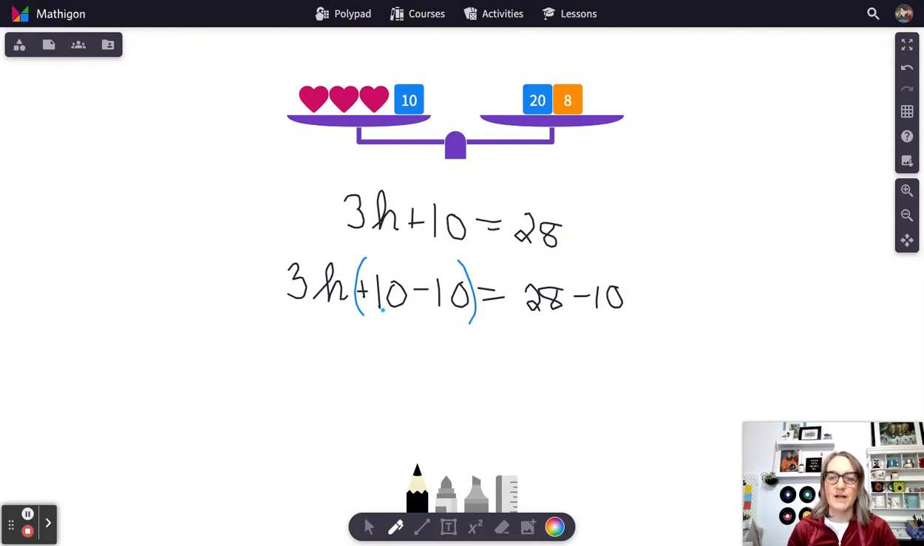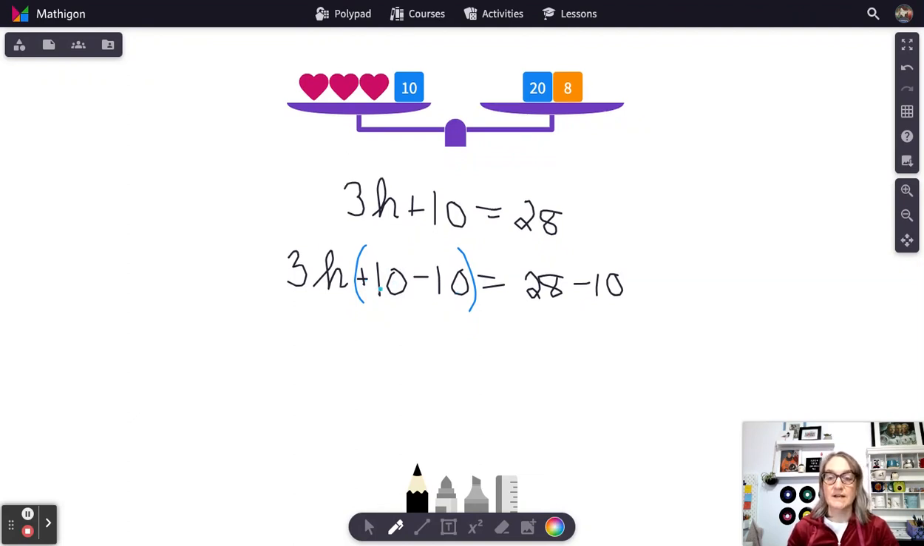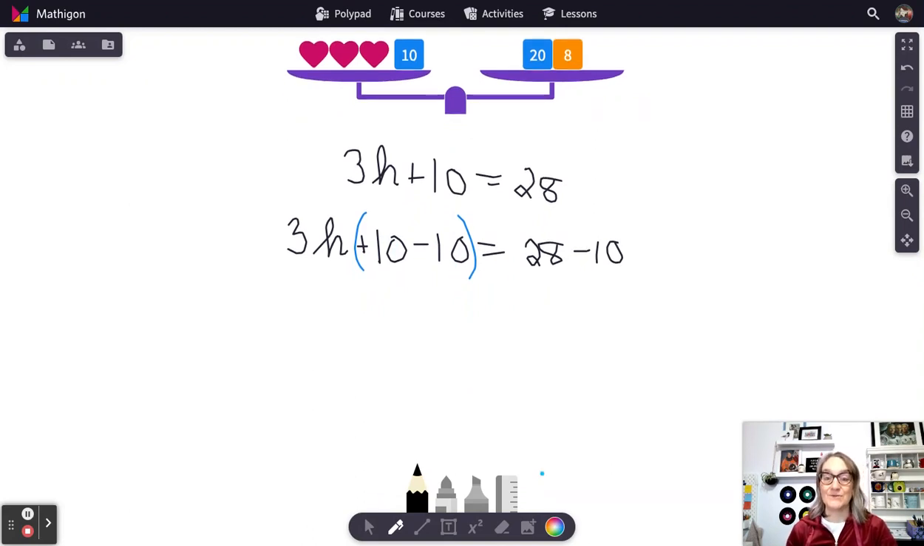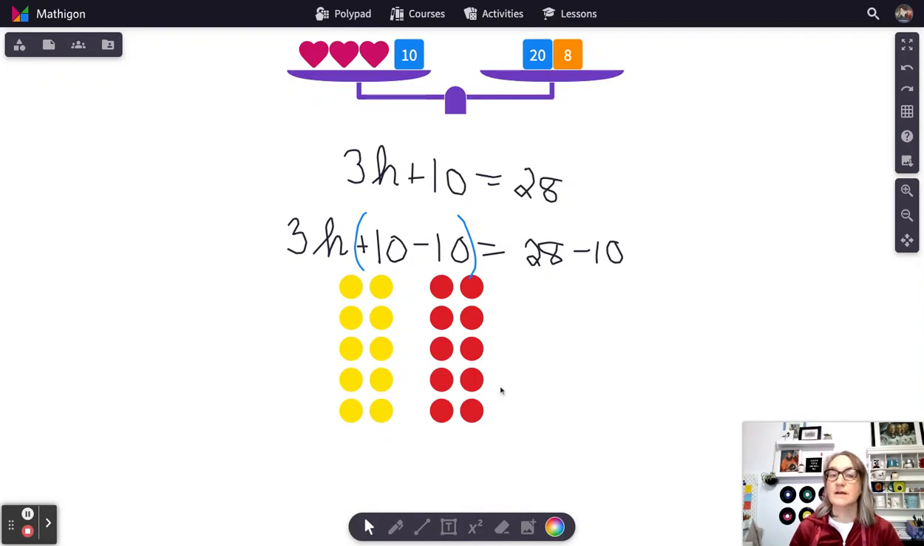at here. Now, I could represent this plus 10 minus 10, or positive 10, negative 10, with integer tiles or counters. Let's see what that would look like with counters. Okay, so I have 10 yellow counters to represent positive 10, and I can put 10 red counters to represent negative 10. And now all I have to do is find my 0 pairs that will cancel each other out.